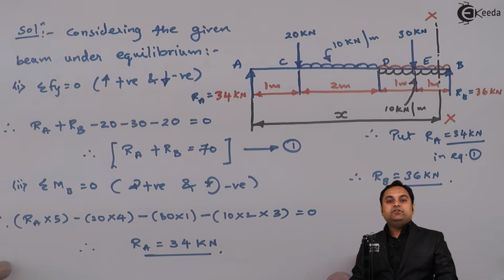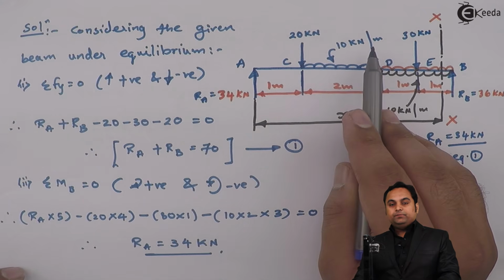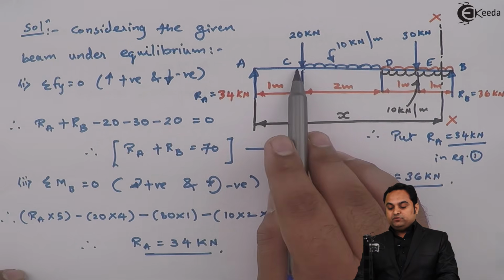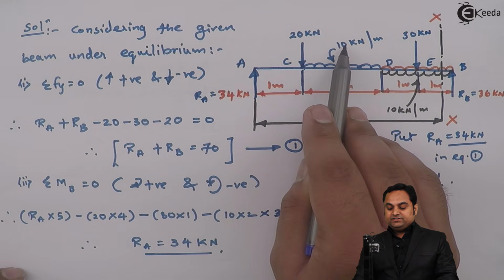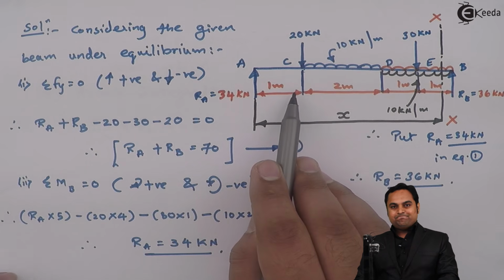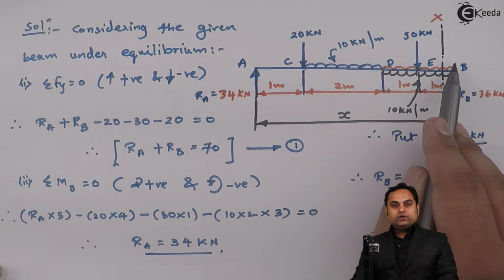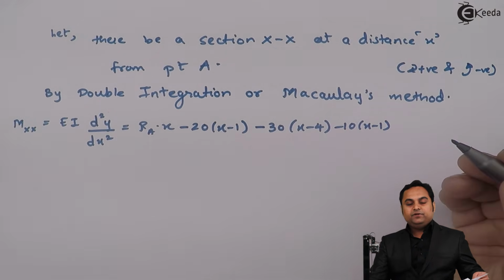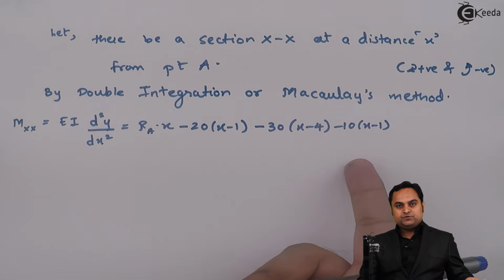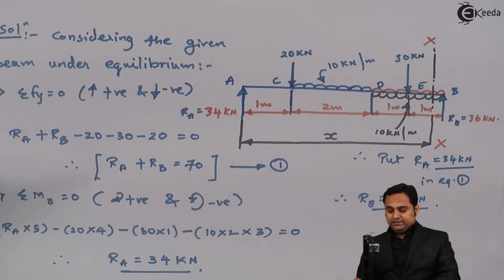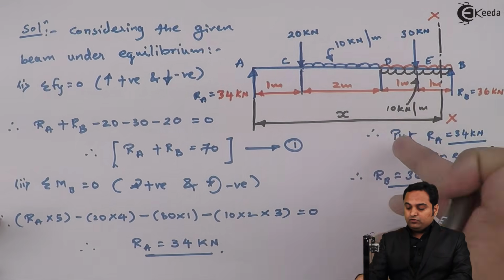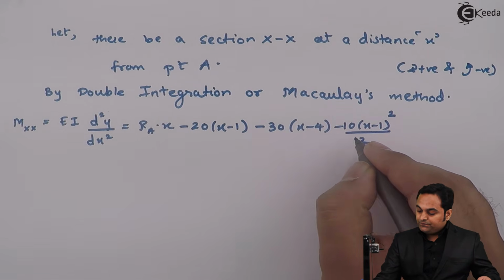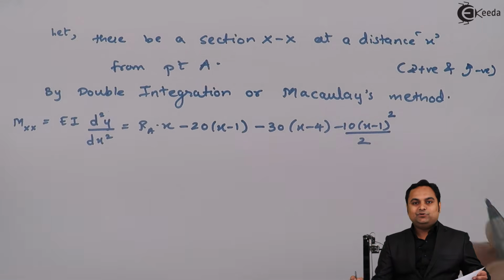Now is the term of the UDL. UDL 10 kilonewton per meter. Initially it was from C to D. Now we have extended this from C to B. So I have to take this entire length, and this is 10 into X minus 1, and that will produce an anti-clockwise moment. So it is minus 10 into X minus 1. That gives me the value of UDL converted into point load. Now this point load will act at exactly half of X minus 1. So when I am taking the moment, it comes in anti-clockwise direction, so negative. So this becomes minus 10 X minus 1 whole square by 2.